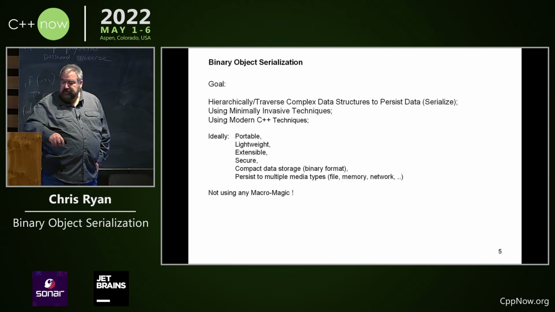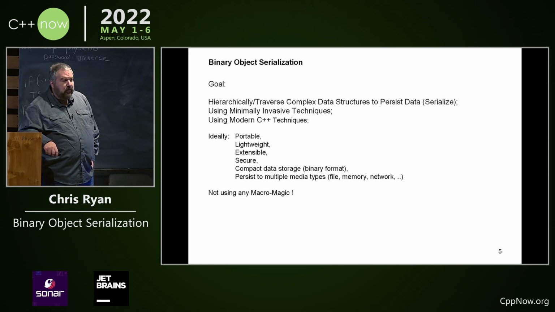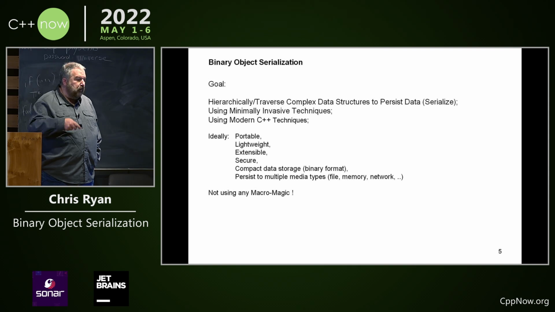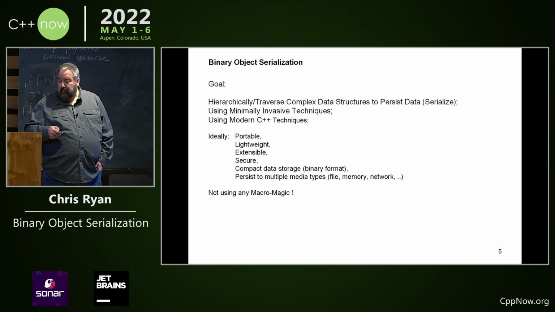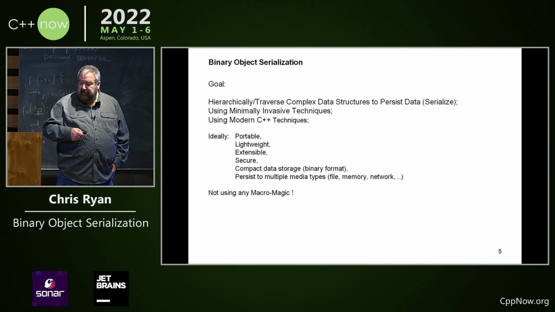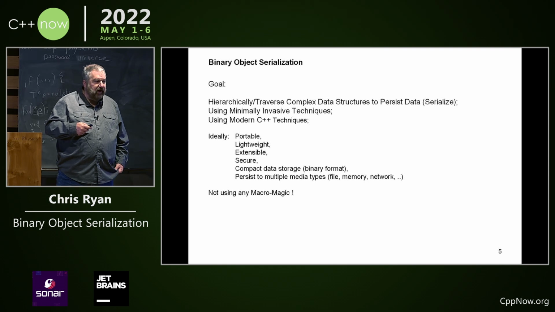Okay, binary object serialization. The goal is to traverse a data structure, streaming all the bits out and be able to turn around and reload them back in. Going for portable, lightweight, extensible, secure, compact, unlike many other serialization formats. If they use JSON or XML, they get text bloat, and those things can become megabytes really quick. And by doing binary and not necessarily compressed, but pseudo-compressed, the footprint can stay very small.